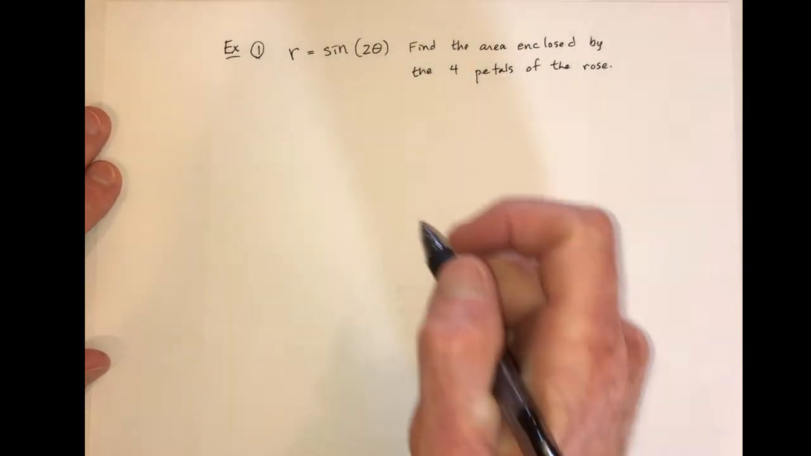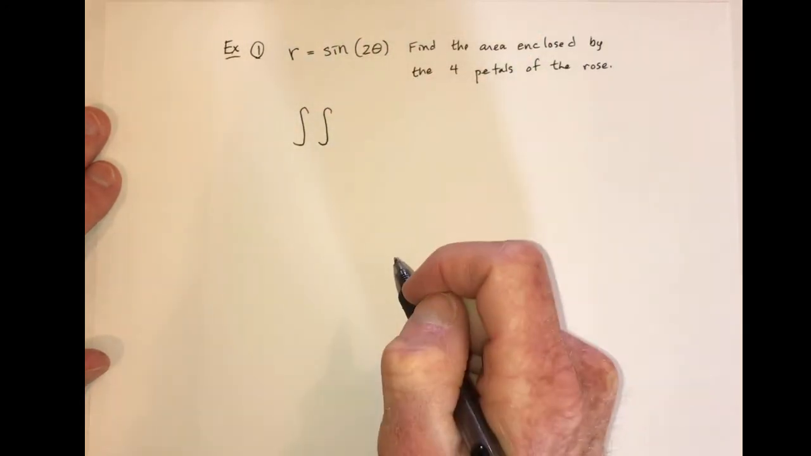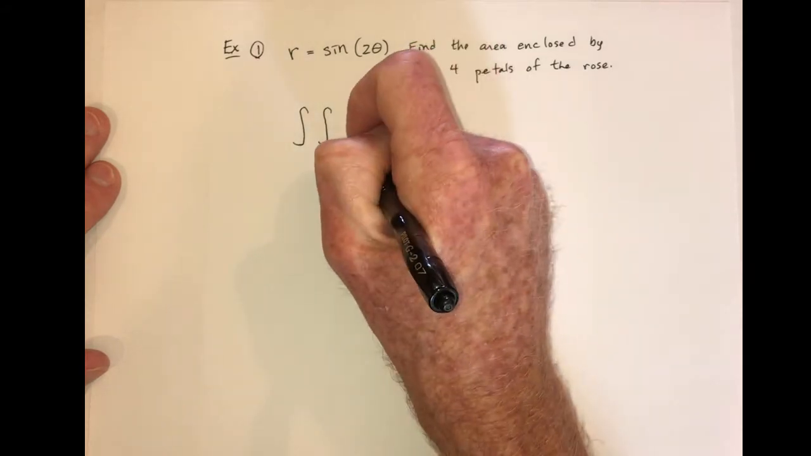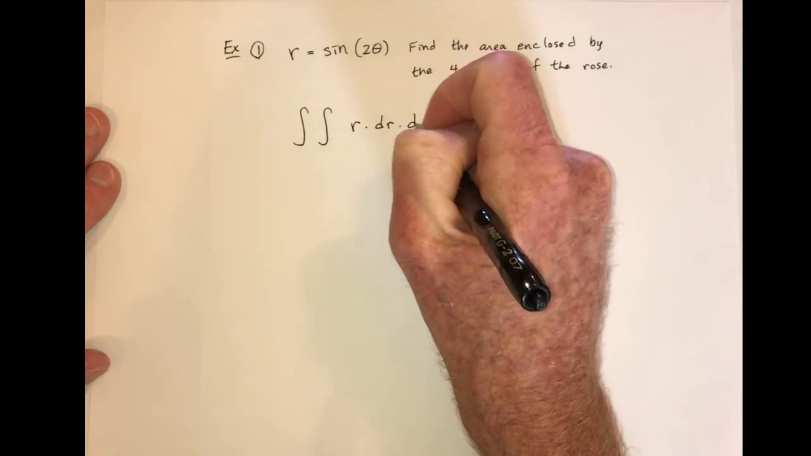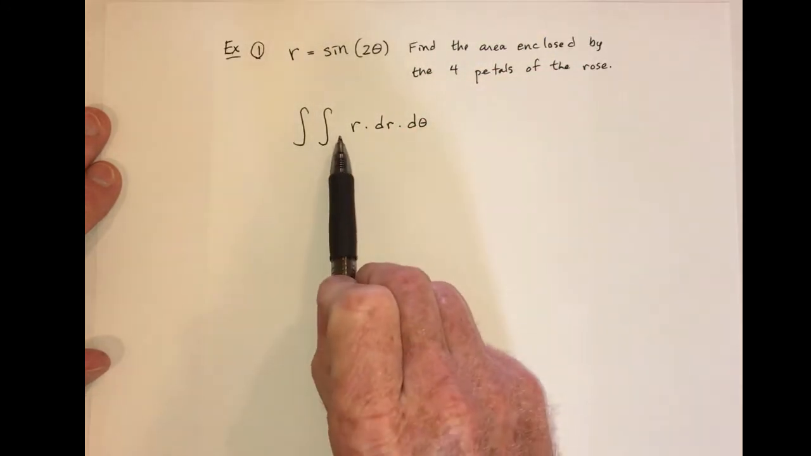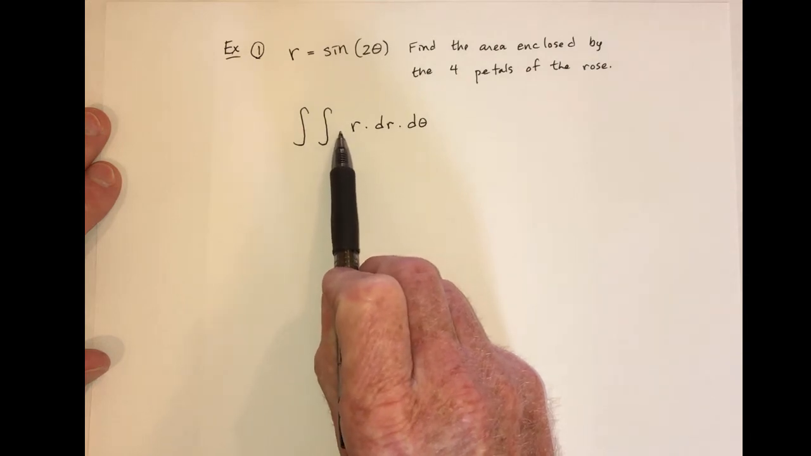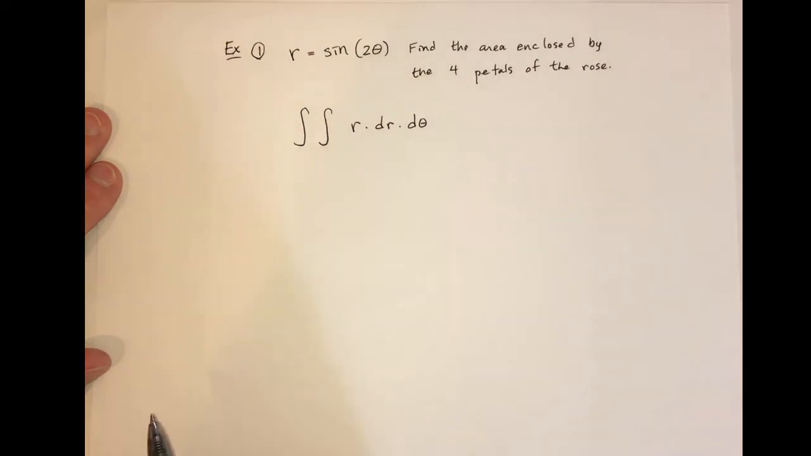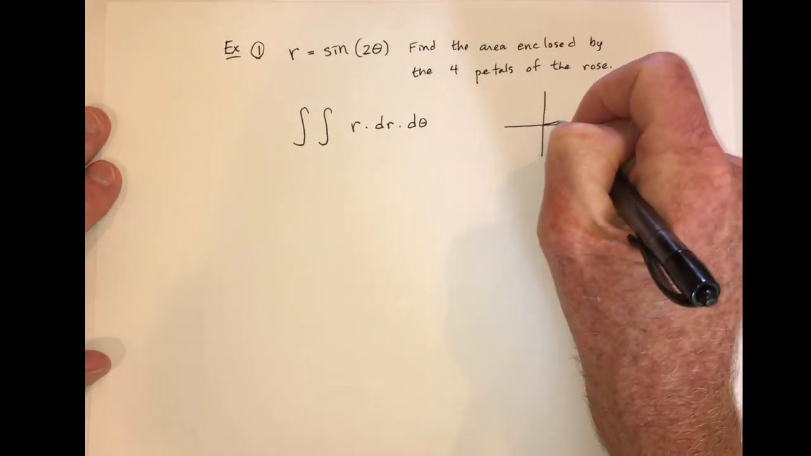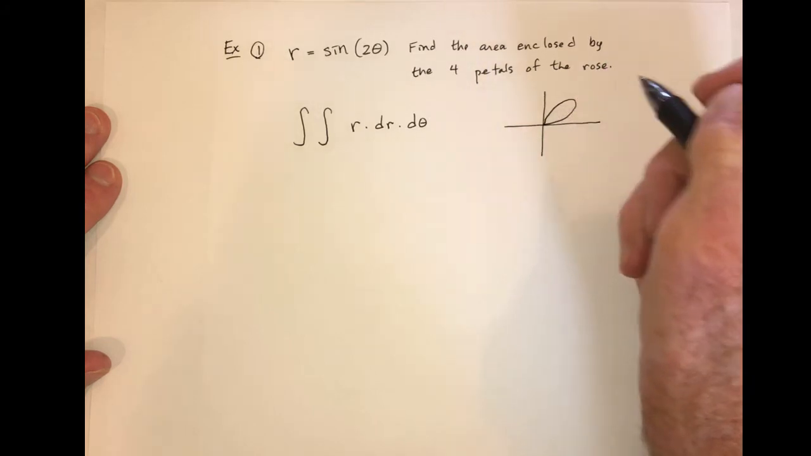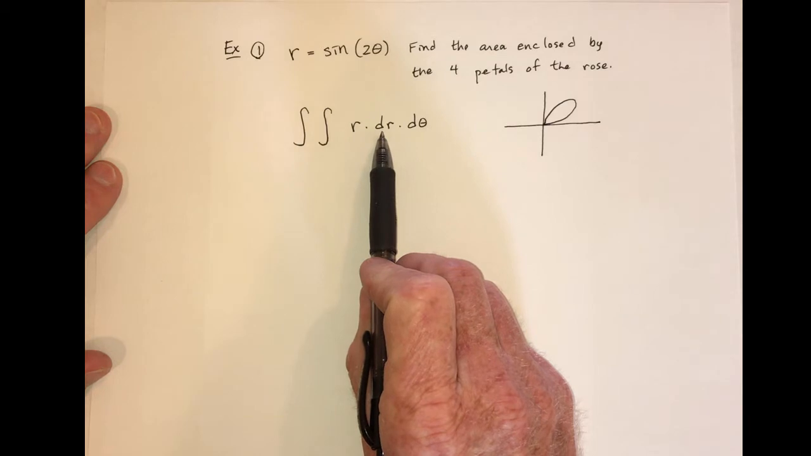So that means that we're going to do a double integral, and then it's just going to be r dr d theta. There's no extra function in here, because if you put an extra function in here, then you're finding volume. With this, we're just finding area. And this says we're going to go ahead and integrate with respect to r first of all.